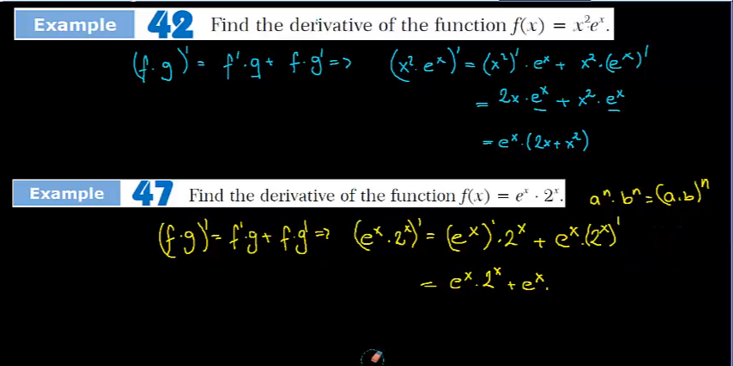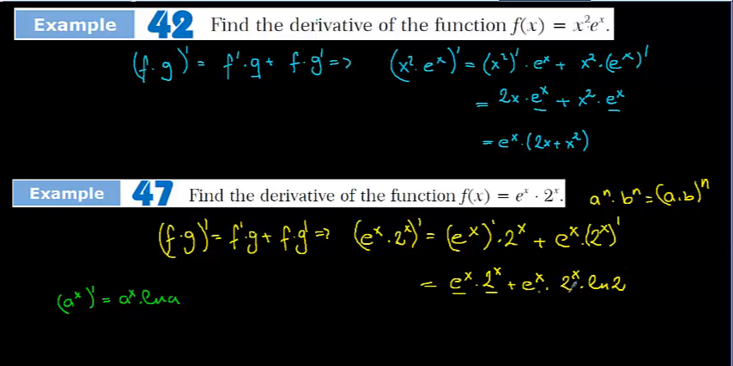Let me write here, a to the power of x derivative. If you remember, it's equal to a to the power of x times ln a. So the derivative of this expression is going to be 2 to the power of x times ln 2.